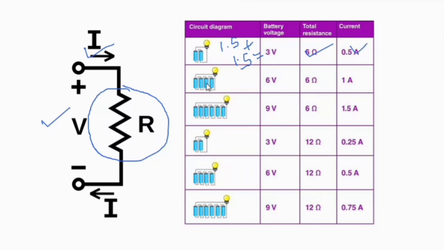When we connect 4 batteries in series and get 6 volt, then the current flowing in the bulb is 1 ampere. When we connect a 9 volt battery to the bulb, then the current flowing through the bulb is 1.5 ampere.